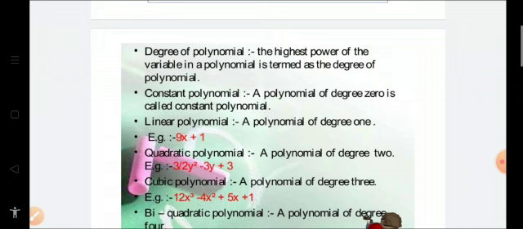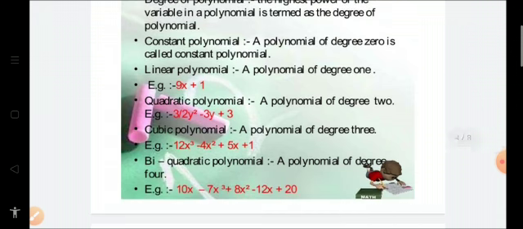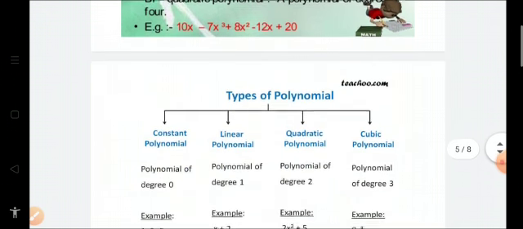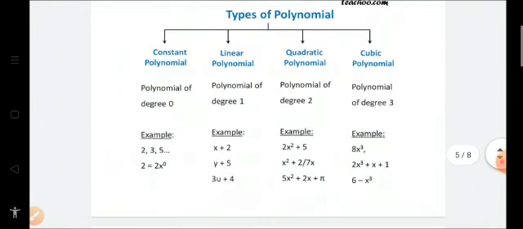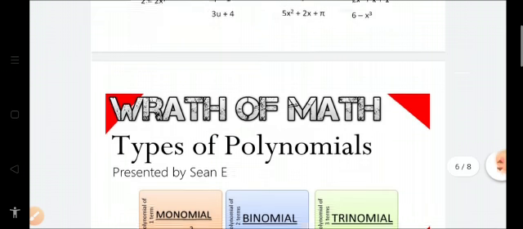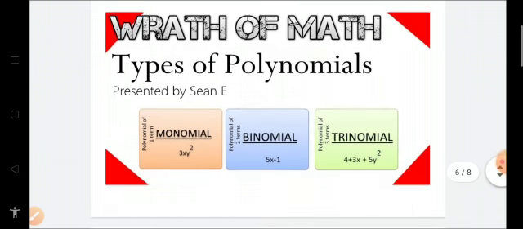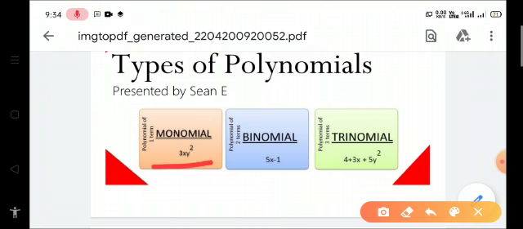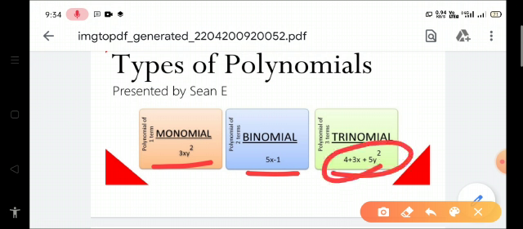This is all the definition that is also written in the book, and this is in the form of a chart. Linear polynomial has degree 1, quadratic degree 2, cubic degree 3, and constant polynomial degree 0. Again it is written in the form of a chart. See that here there is only one term, so this is the monomial. Here there are two terms, so it is a binomial, and three terms, so it is the trinomial.